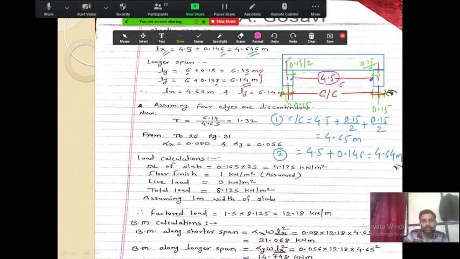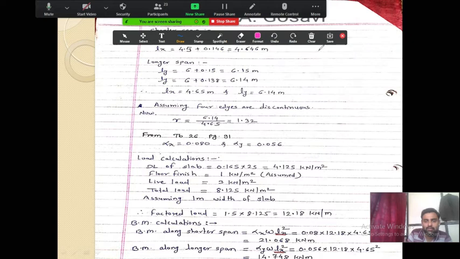So finally, after doing all these things, what do we get? We get Lx, the span in the shorter direction, as 4.65, and the span in the longer direction, or effective span, is 6.14 meter. Now we are doing the load calculations first, and then we will see this step given over here later on. First go to the load calculation.